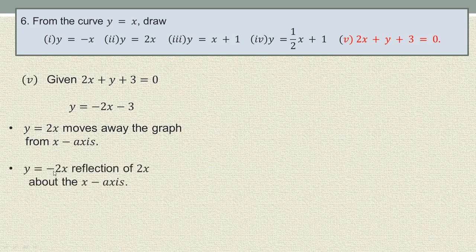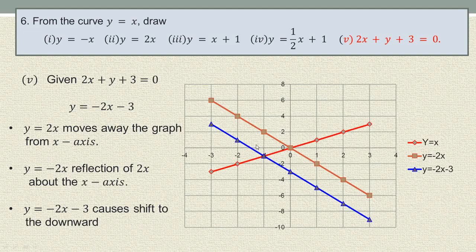So minus 2x is the reflection of 2x above the x-axis, okay. Clear now? I think now you're clear. And then minus 2x minus 3 causes the shift downward, okay. From this you need to check, minus 3 causes the shift downward. f of x minus 3 shifts downward. First, the red color is the base.